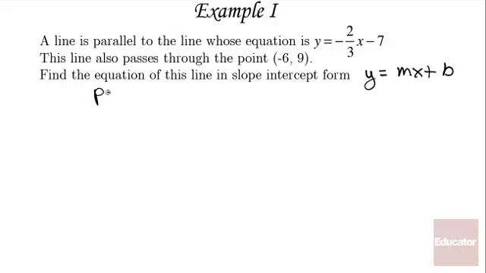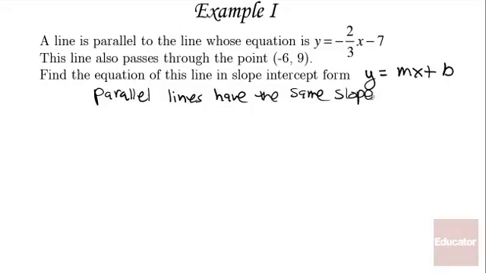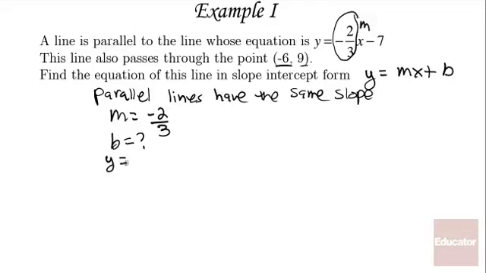Remember that parallel lines have the same slope. Therefore, the slope of this line up here is -2/3. That means the slope of the line that I want to find is also -2/3. Now, in order to write it as y equals mx plus b, the other thing I need to find is the y-intercept. I've got the slope, I need to find the y-intercept. But I have an x value and a y value, and I have m. So I can go ahead and substitute those three values into the equation and then solve for b.